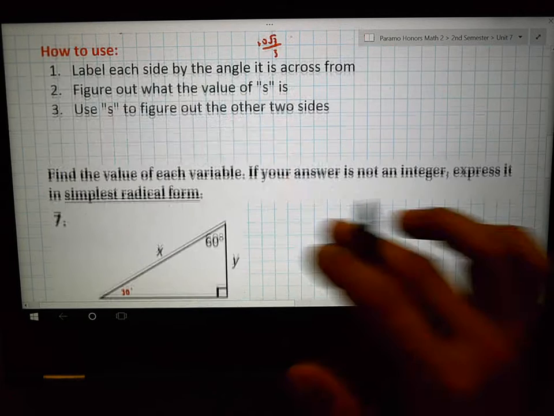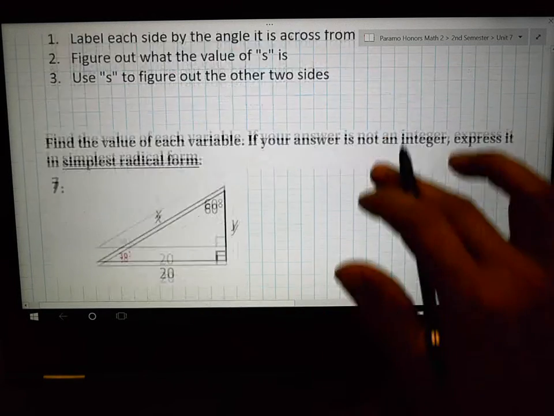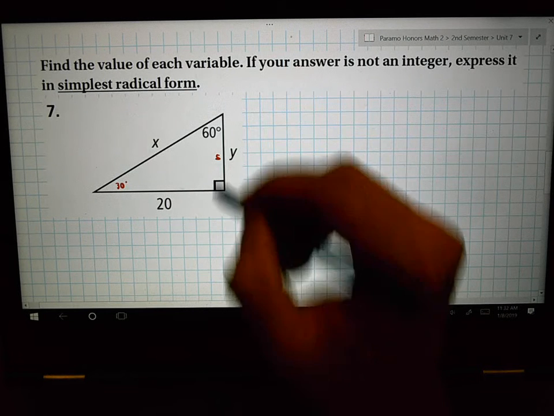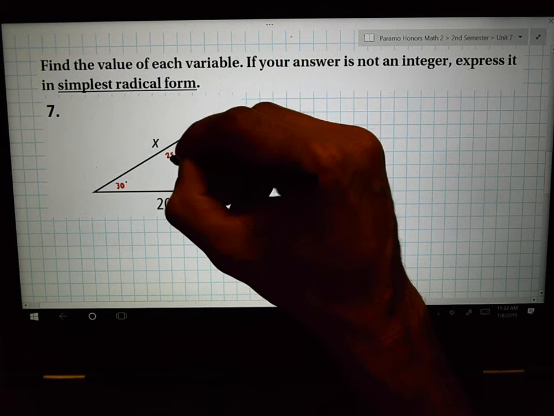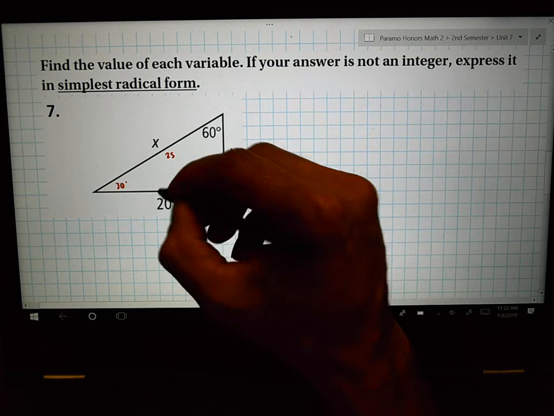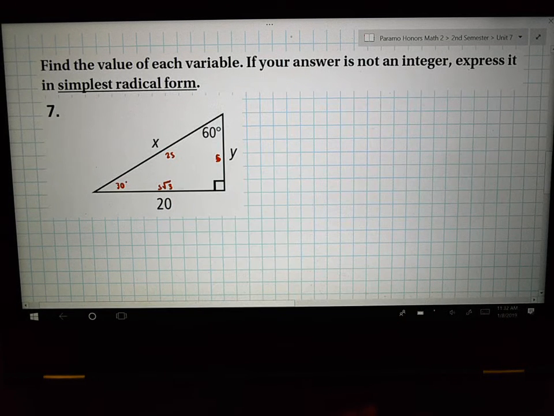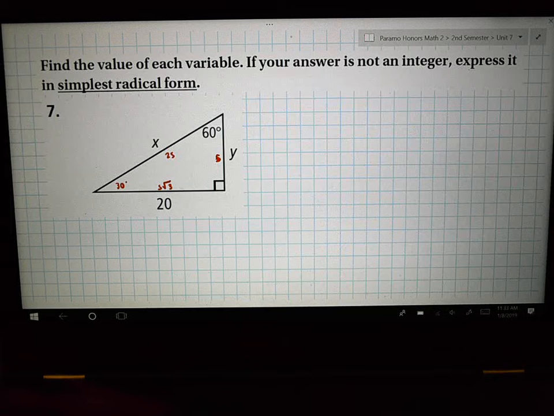just like these 3 directions say, label each side by the angle it's across from. What's across from the 30? s. What's across from the 90? 2s. What's across from the 60? s root 3. That's what I recommend that you do every single problem that's a 30, 60, 90.